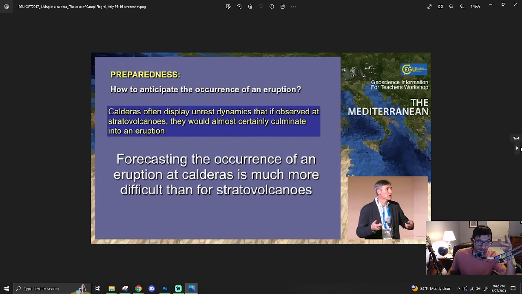He was saying that this location is much more difficult to forecast. We can relatively forecast stratovolcanoes, but the occurrence of eruption at calderas is much more difficult to actually pinpoint, because it's always doing the things that are deemed signals of an upcoming eruption with stratovolcanoes.